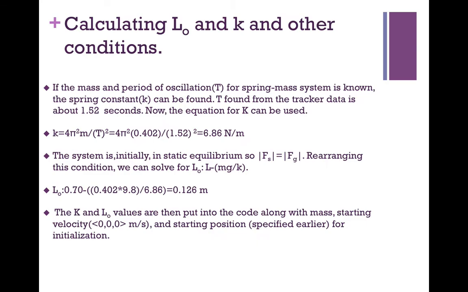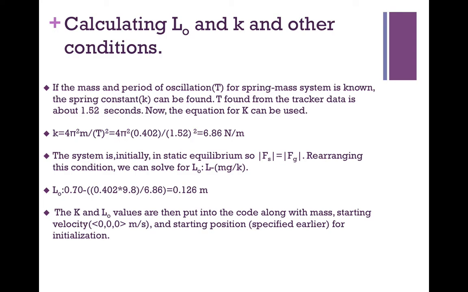So for the spring force and beyond, we need L naught and K. We can find K if we know the period of oscillation. The period of oscillation can be found using the y position data, and we know the mass, of course. So we use the equation to find K, 6.86 newtons per meter.